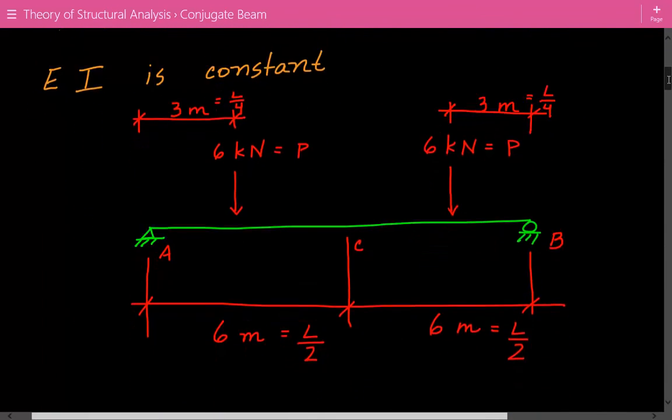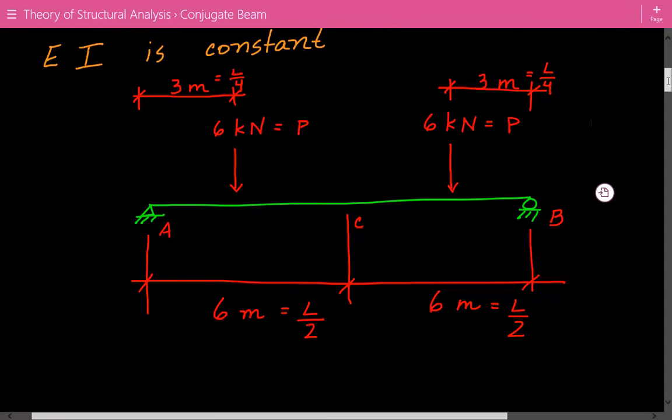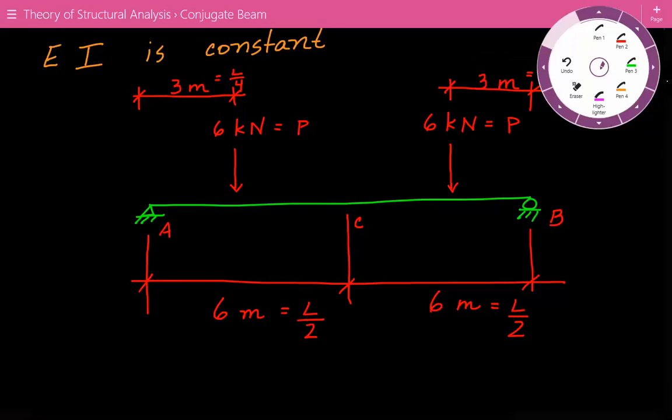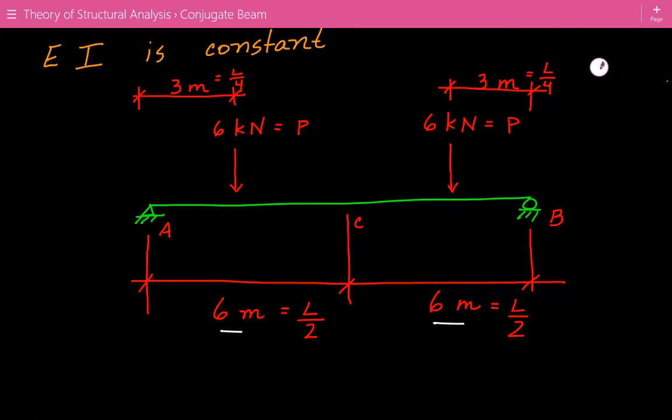So here's our simply supported beam. And so the total length is equal to 6 meters plus 6 meters. That's 12 meters. And we have two concentrated loads. Each are at a quarter length away from the support. So here's our 6 kilonewton load here, which is 3 meters away from support A. And then we have our second concentrated load, also 6 kilonewtons. And this is also 3 meters away from support B.